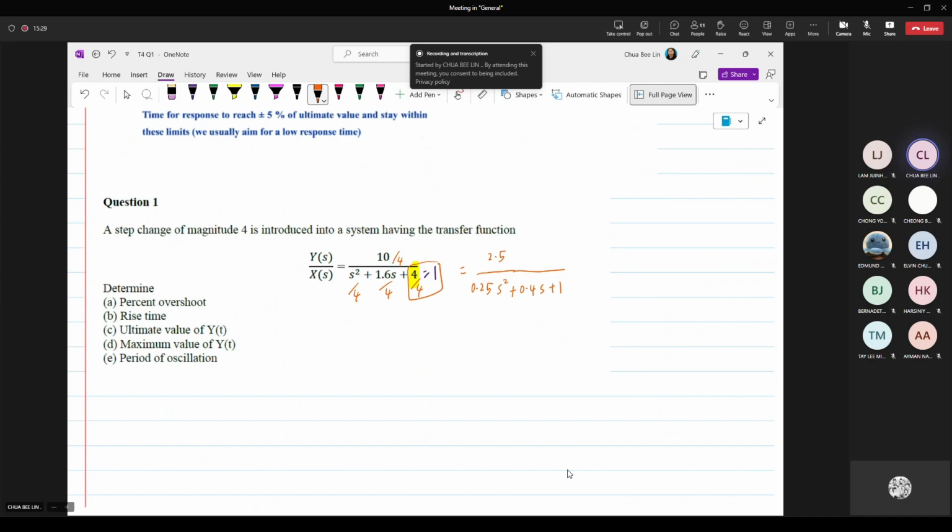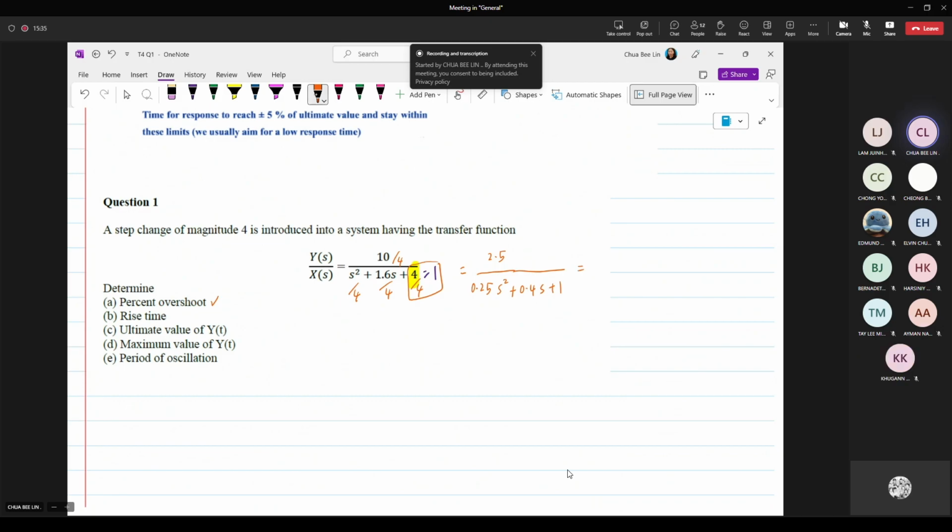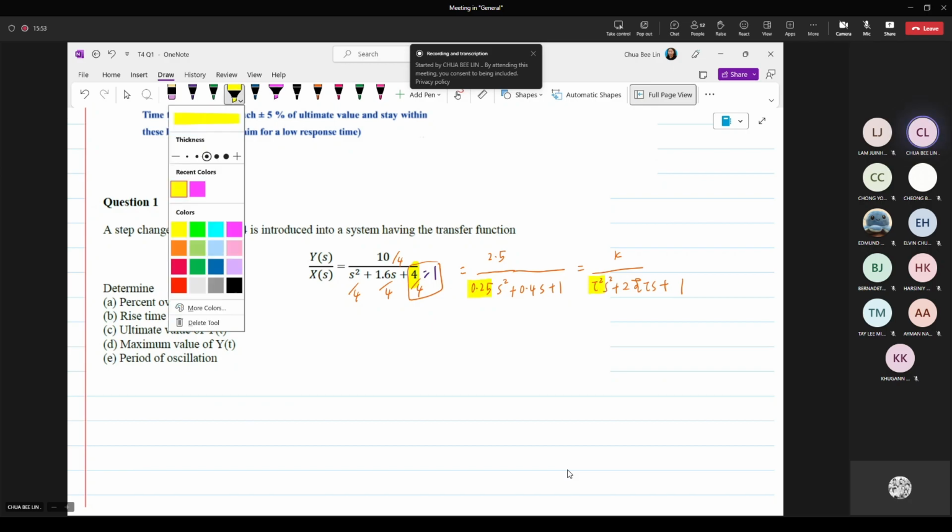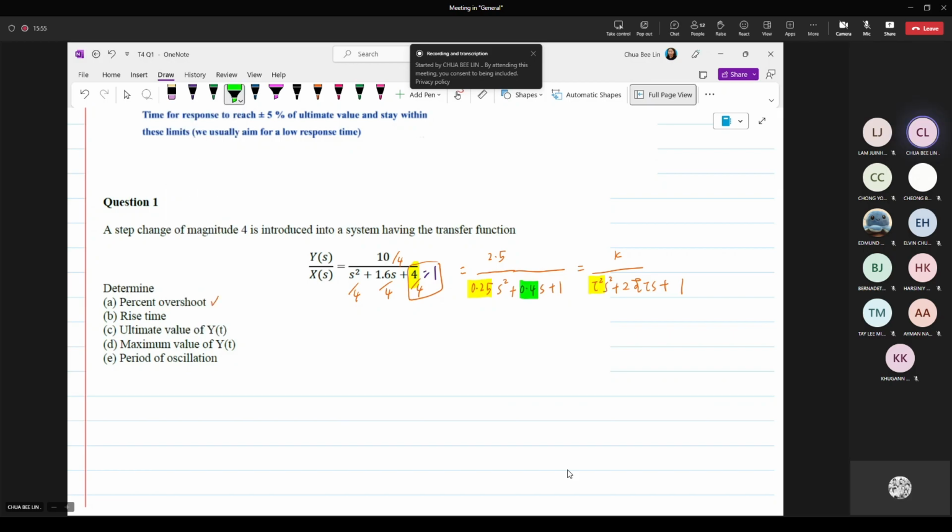Okay, so once you have this already, you can calculate the percent of overshoot. You compare this equation with K over tau squared s squared plus 2 damping factor tau s plus 1. So you compare this one with tau squared, and then your 0.4 with 2 damping factor tau.